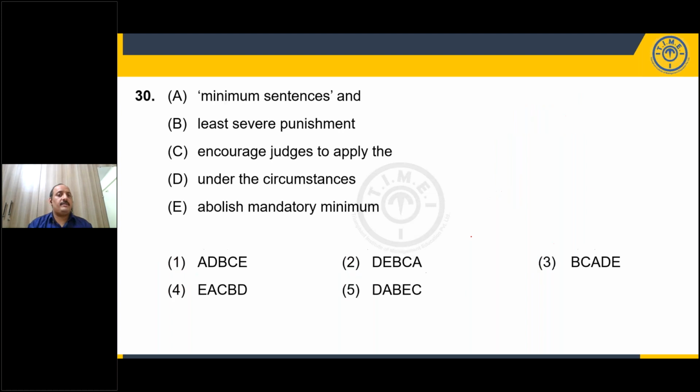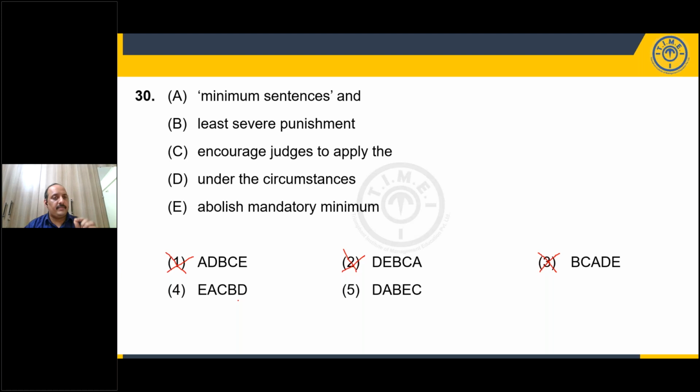And lastly, question number 30. Now let's do this via the options. So minimum sentences and under the circumstances, least severe punishment, encourage judges to apply the abolish. Okay, now this doesn't make sense at all. So one gets eliminated. Under the circumstances, abolish mandatory minimum, least severe punishment. But I don't need to have minimum and least together. Then both of them are saying the same idea. So 2 also gets eliminated. Least severe punishment, encourage judges. But that again doesn't make sense. So 3 gets eliminated.